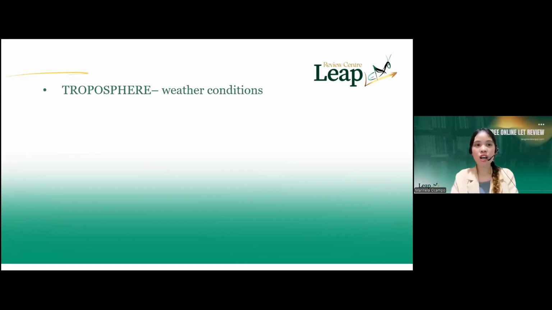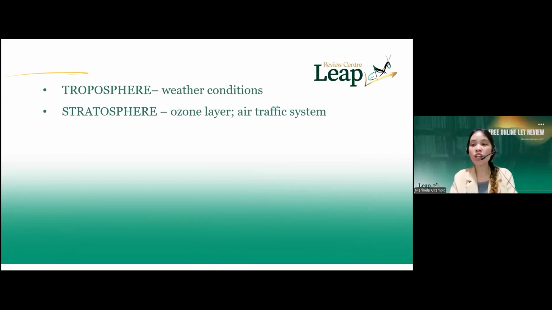When we talk about weather, it's the day-to-day changes when it comes to the atmospheric condition. Next, we have the stratosphere. It is where the ozone layer is located. Again, the ozone layer is very important for the absorption of the UVB portion of the solar radiation.